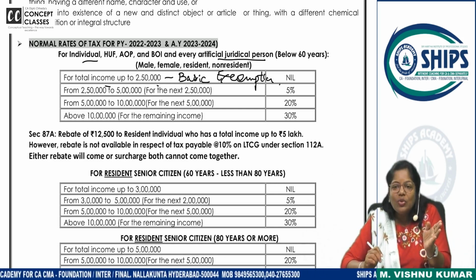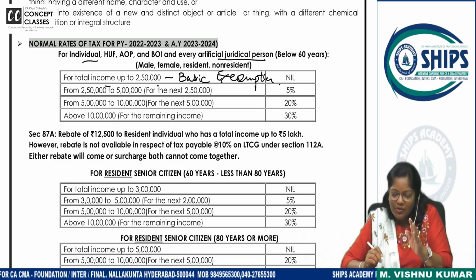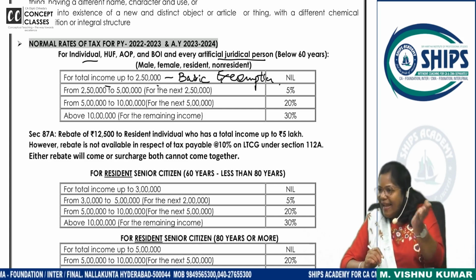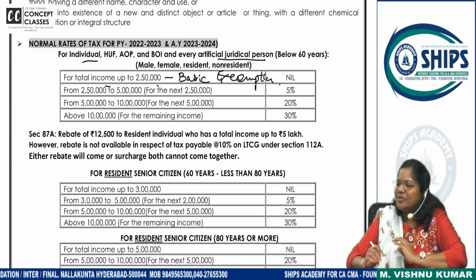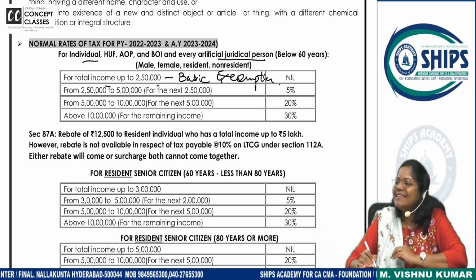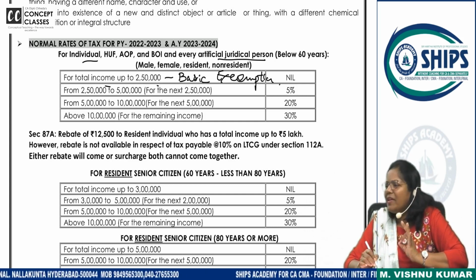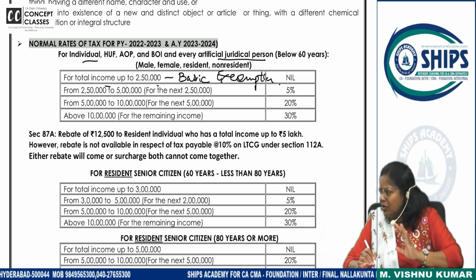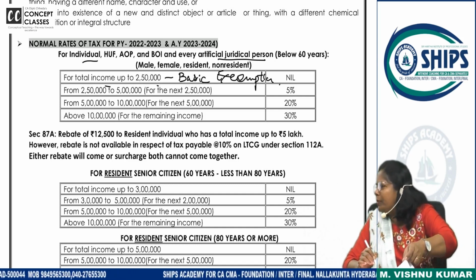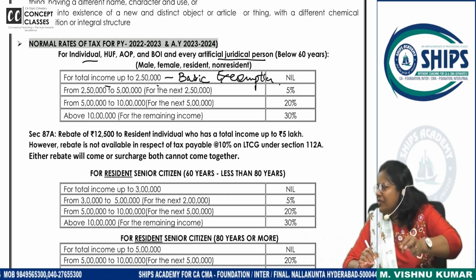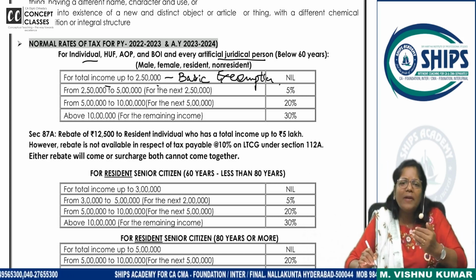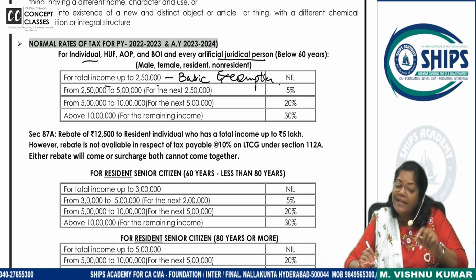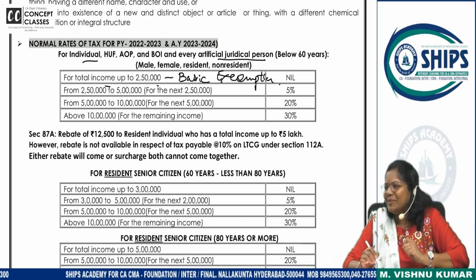Next, 2,50,000 to 5 lakh. On the next 2,50,000, what is the tax? 5%. Whatever you want, just listen to this. I will solve 1 or 2 problems, and keep this open when we solve the problems. Today is your first day. Later on, automatically a time will come that you will learn it and calculate the tax on a calculator.